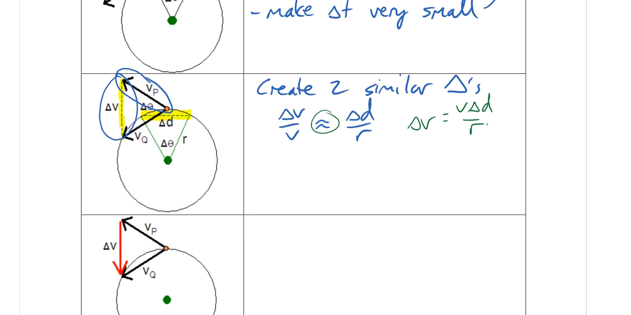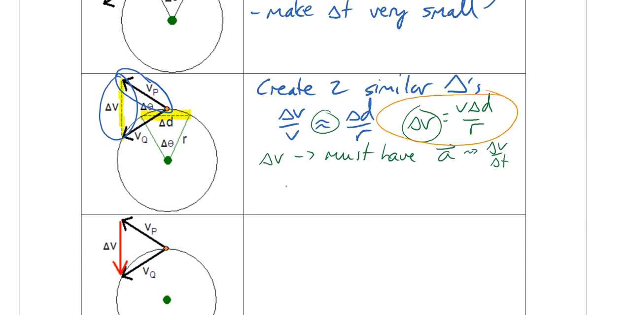All right? Seems kind of weird, but that's just the way it is. So because we have a change in v, we must have an acceleration. And the basic way to calculate acceleration, of course, is change in v over change in t. So if I take my expression for change in v, which is right here, my acceleration would be that expression we have, my change in v, delta d divided by r, divided by time.